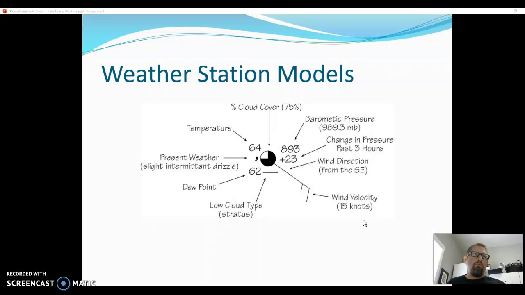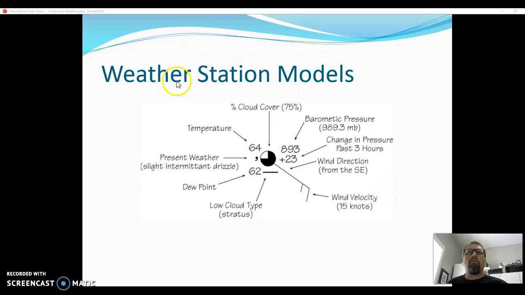All right, so how do we know where the wind is and what's going on? I kind of alluded to this in the last presentation. We use weather station models. All this information about weather is collected at a variety of sites across the country, and we put together what you see here, this weather station model.